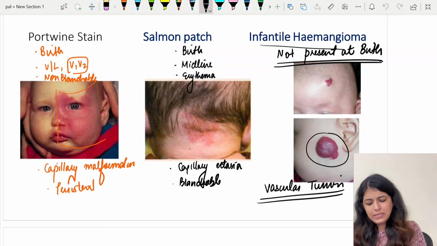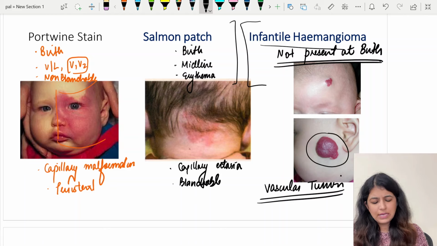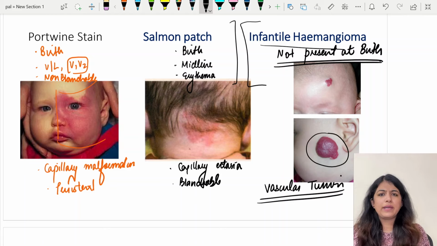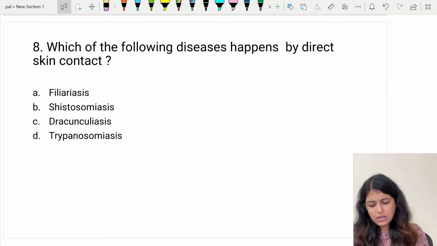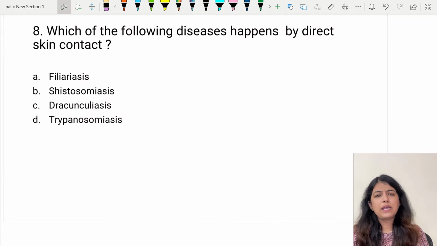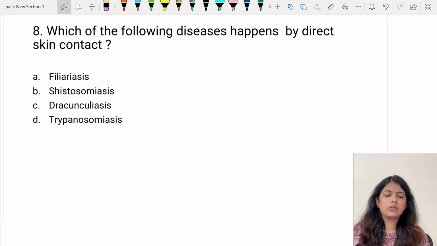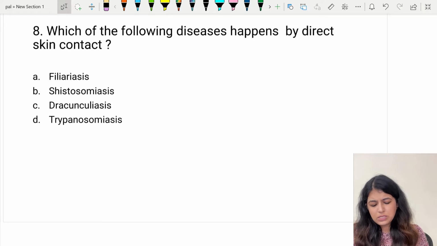Okay, so port wine stain and salmon patch are present at birth. Infantile hemangioma comes later. First of all, you see this, and then you differentiate between the port wine and the salmon patch. In this question, this hint was not given, so you actually had to identify from the morphology of the lesion. And the last question, this is like a combined question. You can call it from dermatology, you can call it from microbiology. But just a quick discussion here.